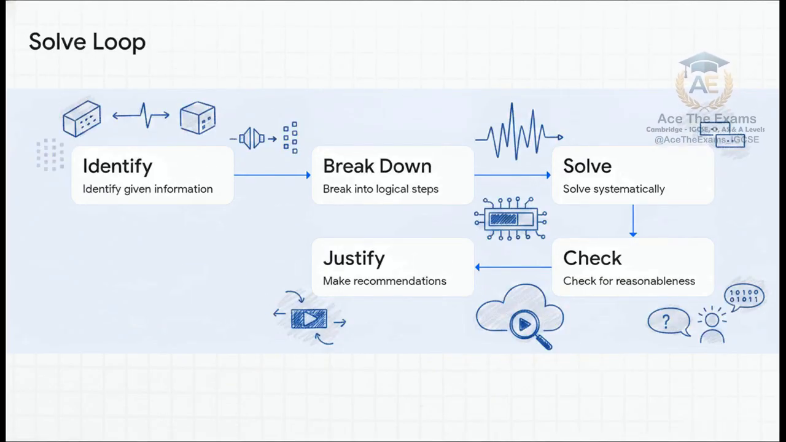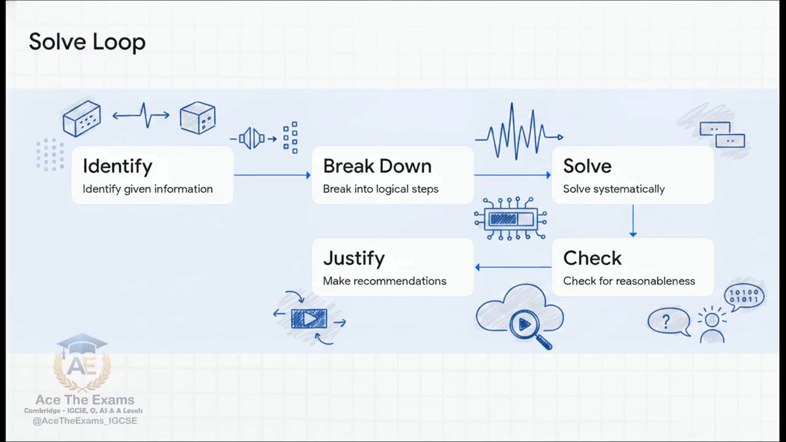Taking that a step further, for those really high-mark essay-style questions, you need to rely on this advanced deconstruct, solve, evaluate loop. Identify the given info, break it into logical steps, solve systematically. But then, and this is where top students really shine, check your answer for reasonableness. Does the resulting transfer speed actually make sense for a massive on-demand video file? Finally, justify your recommendations. Let's look at our rusher, Sam. By using this exact loop, Sam's rushed, half-baked answers transform into methodical, green checkmark masterpieces.